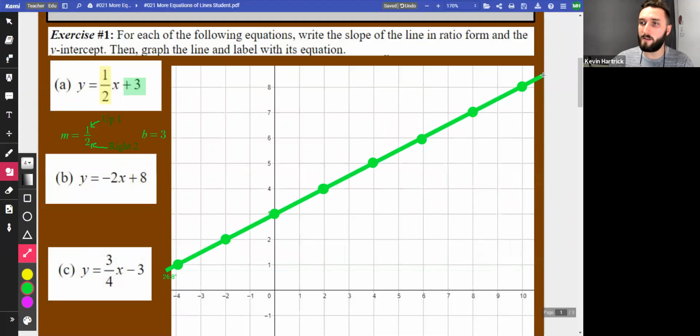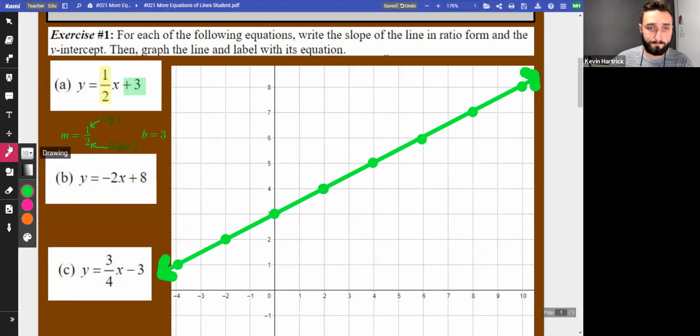And then what I want to do is connect all the points. I want to extend my line past both end points to show that it continues in both directions. Okay, I'm going to go a little bit quicker for B, so let's try B.